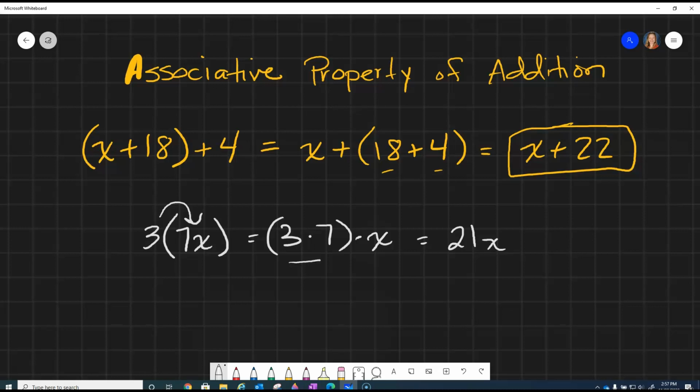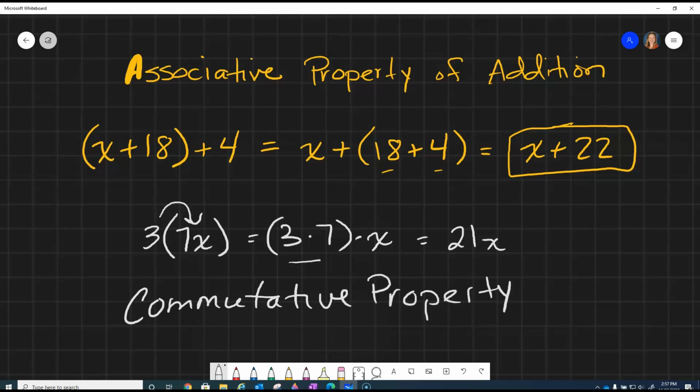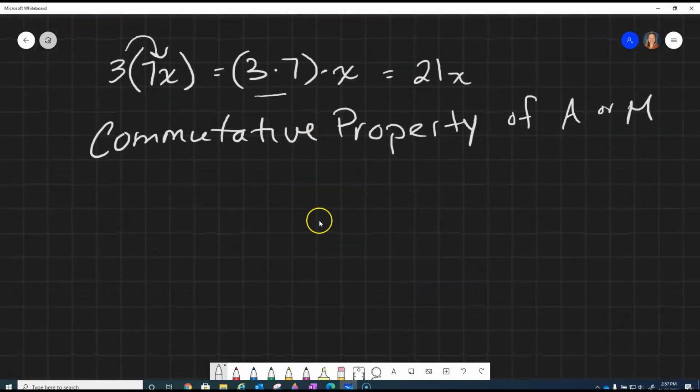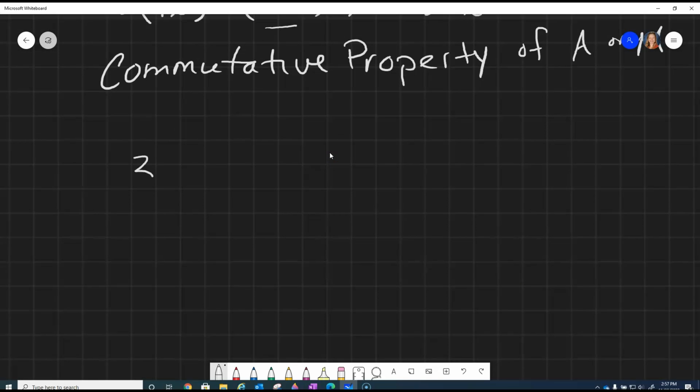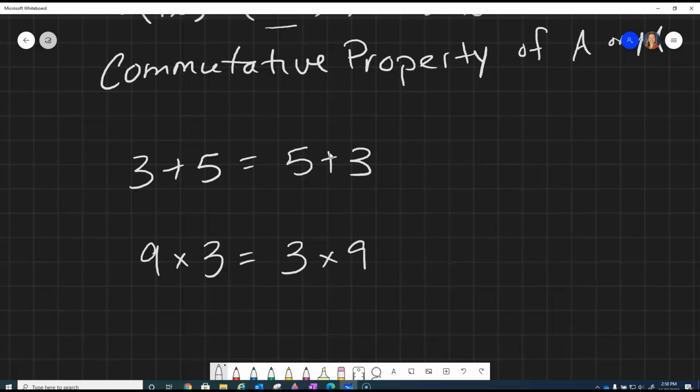So if we're doing the commutative property of addition or multiplication, we're just reminding ourselves that 3 plus 5 is the same as 5 plus 3. I can switch those around if I want to. And same with multiplication. I can do 9 times 3, and that's the same as 3 times 9. It only works with addition and multiplication because subtraction would not work and division does not work. It has to be addition or multiplication.